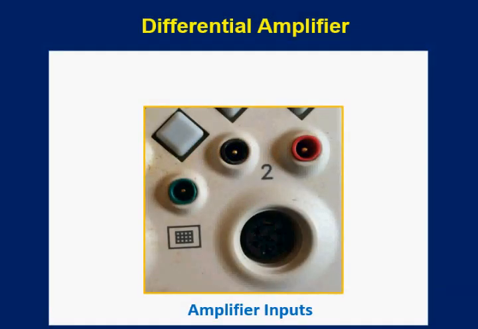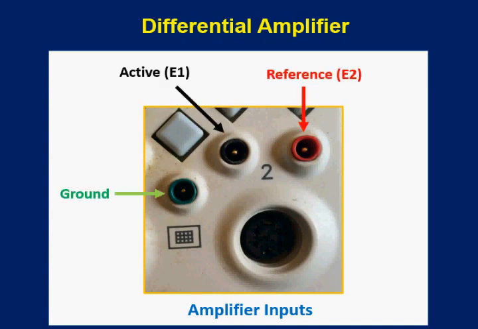The electrodiagnostic system uses a differential amplifier to attenuate noise while amplifying the neurophysiologic potentials. It requires connections from three electrodes: active or E1, reference or E2, and ground. On most systems, these connections are color-coded with black for active, red for reference, and green for ground. The amplifier magnifies the difference in voltage between E1 and E2 electrodes.